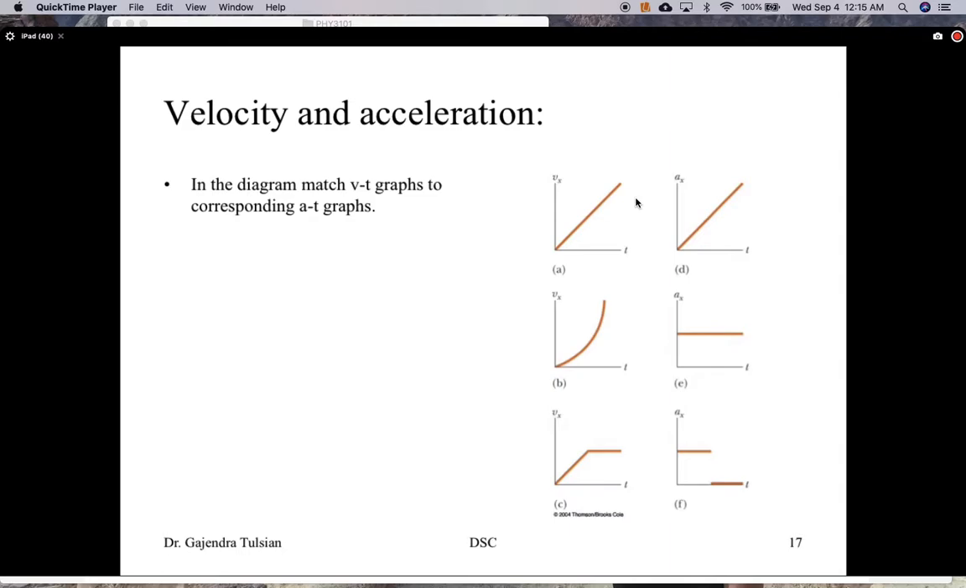All right, these set of graphs, you are to match these graphs, velocity versus time. Remember, acceleration is dv by dt, meaning the slope of this line, and the slope of this line is constant, so this acceleration goes with that. For this graph, the slope is increasing, and here's an increasing acceleration, so that graph goes with that. For this graph, the slope is constant and non-zero, and then it's zero here. So this graph goes with that.